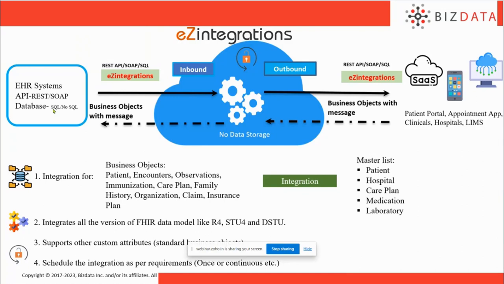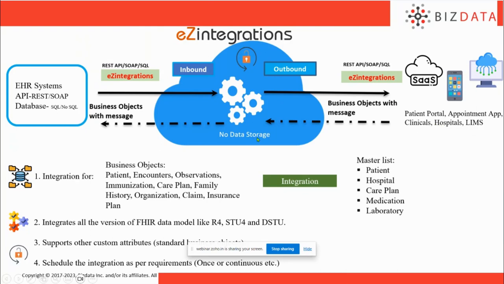Once we retrieve those data sets, the next step is to send this data into a target system. These target systems are especially the modern applications: the patient portal, appointment app, clinical trial apps, or laboratory information management system where you want to send it. Again, in your target system, you can have an API, SOAP API, GraphQL API, or SQL queries. Now, in this overall data transportation, when we read data from the source system and send it to the target system, we don't store any data in any third-party ecosystem or staging area. It completely reads data from the source system and sends it directly to the target system.